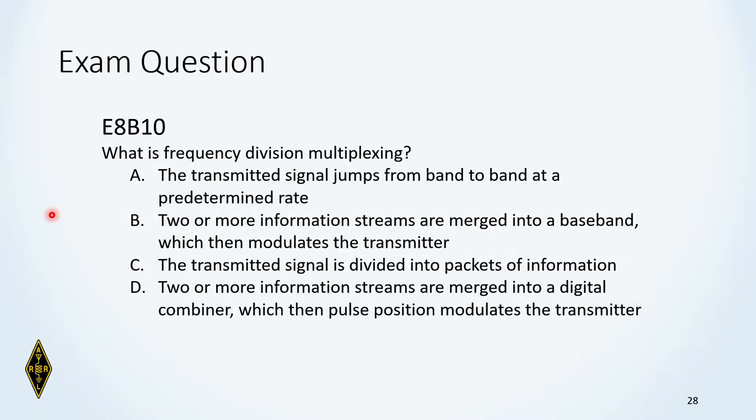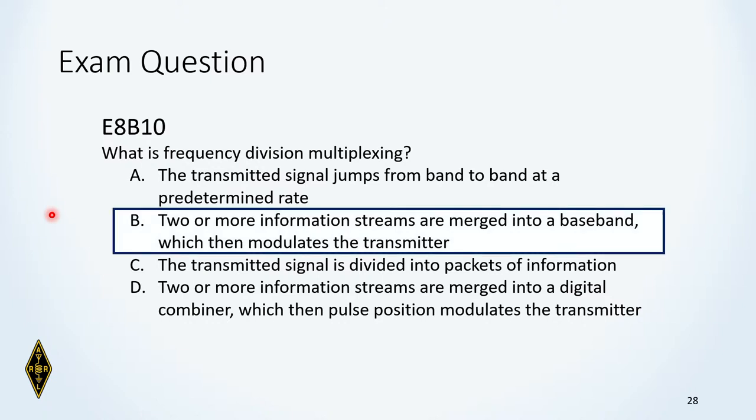Okay, now we're going to jump into some multiplexing questions. What is frequency division multiplexing? Now, kind of remember what we talked about a little bit. Frequency division multiplexing has something to do with subcarriers. Two or more information streams are merged into a baseband, which then modulates the transmitter.